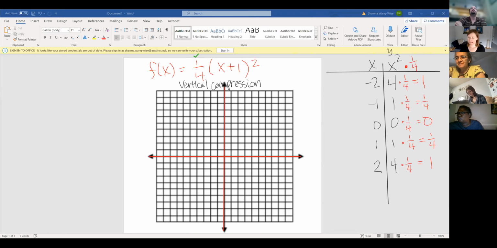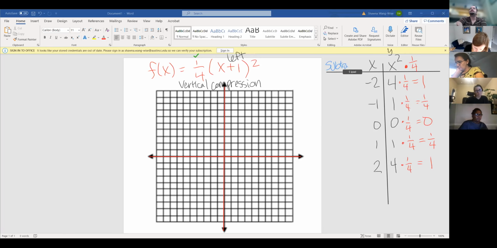You're adding 1 to it. Adding 1. And what does that do to it? Does it go up, down, left, right, shrink, squish, stretch? What does it do? To the left one unit. Yep, it goes left. So when we think of left, left means we're subtracting with the x, right? If we're going left, we're subtracting. So I'm going to subtract 1.